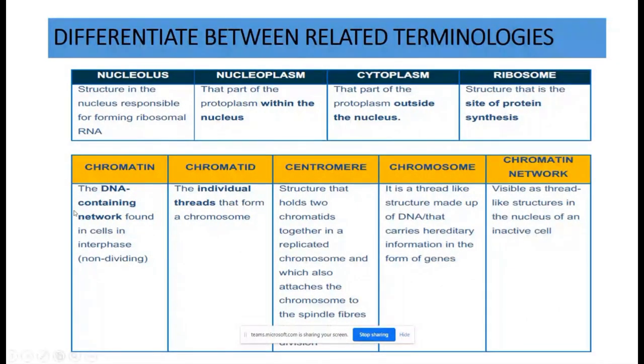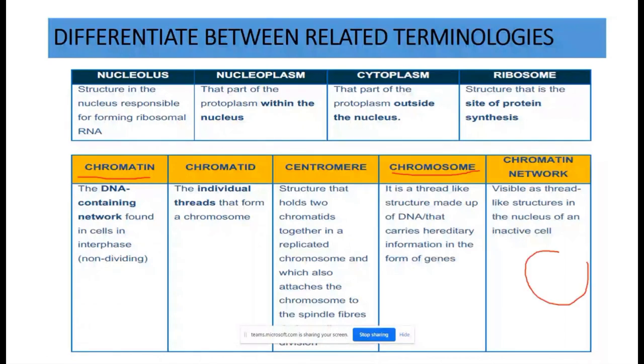Then we also speak of chromatin or chromatin network. When the cell is not dividing, we refer to these tangled thread-like structures as the chromatin network. As soon as my cell starts dividing, then I call it a chromosome.